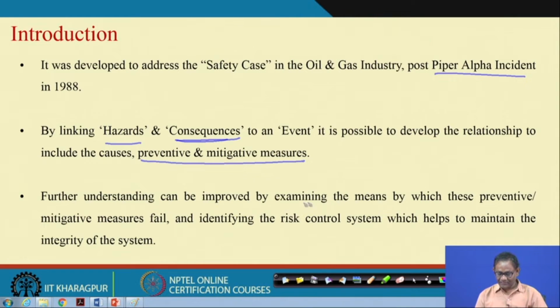Further understanding can be improved by examining the means by which the preventive and mitigative measures fail. So, what I mean to say is, you have preventive and mitigative measures, but they can fail. How will they fail? So, that means identifying the risk control system which helps to maintain the integrity of the system. By integrity we mean mechanical integrity, operational integrity. Okay. So, this is basically the use of bow tie.